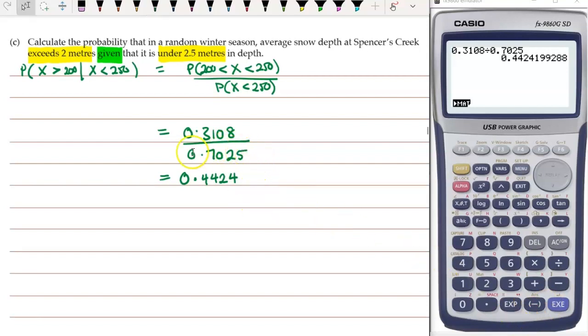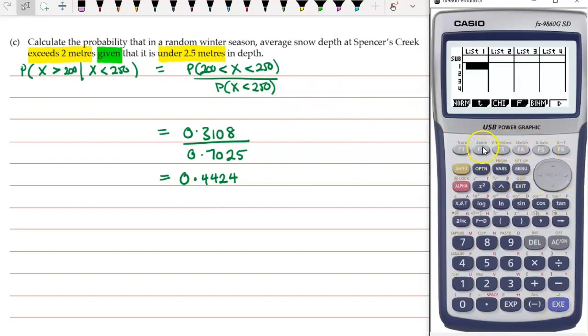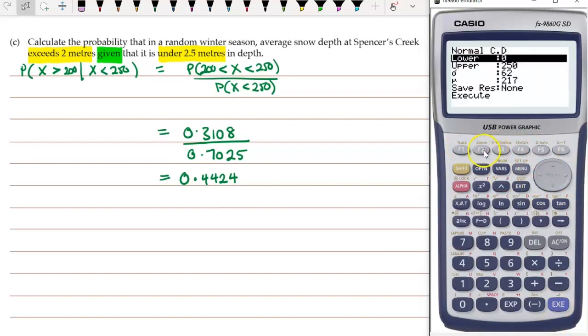So what I did here for this less than 250, if you're doing strictly less than amount, normally you'd put into your lower bound on the stats menu. I'll just show you. If we go back to doing that one, the lower bound you'd usually put as a very, very large negative number. But because the context here is amount of snow, I've actually put it in as 0. Both of these methods get accepted if you're doing it in the exam.